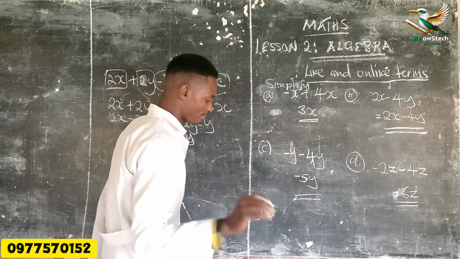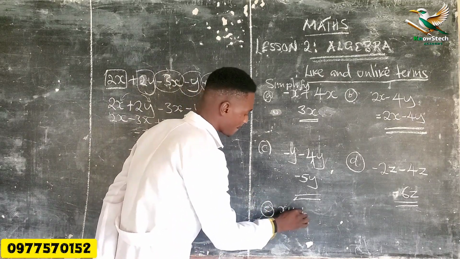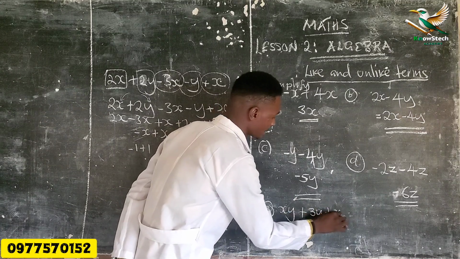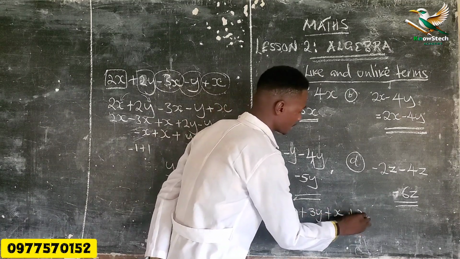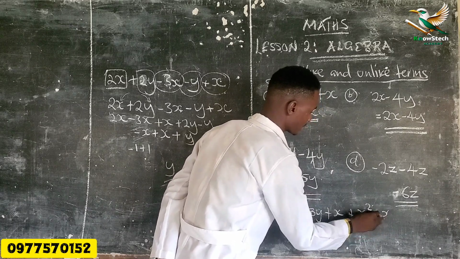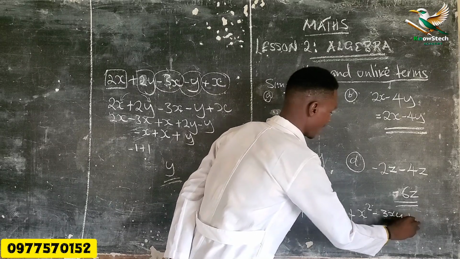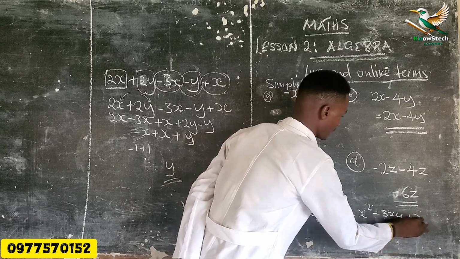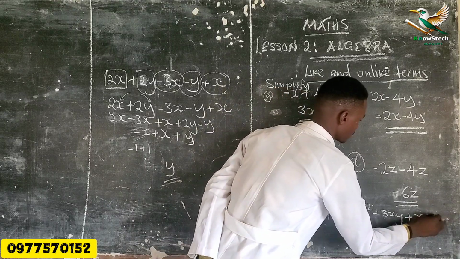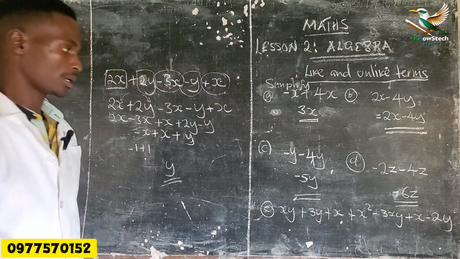A bonus. This is your bonus. The bonus is: simplify xy plus 3y plus x plus x squared plus, let me put minus 3xy plus x, then minus 2y.